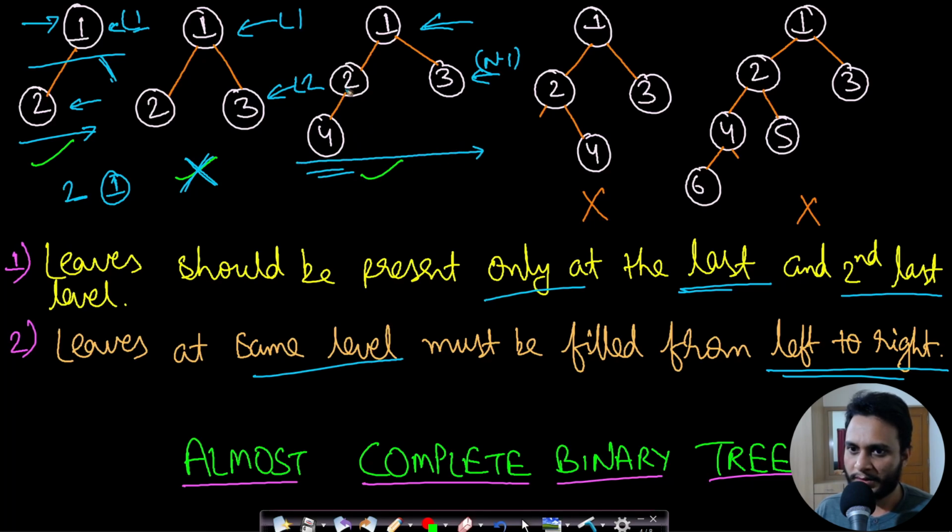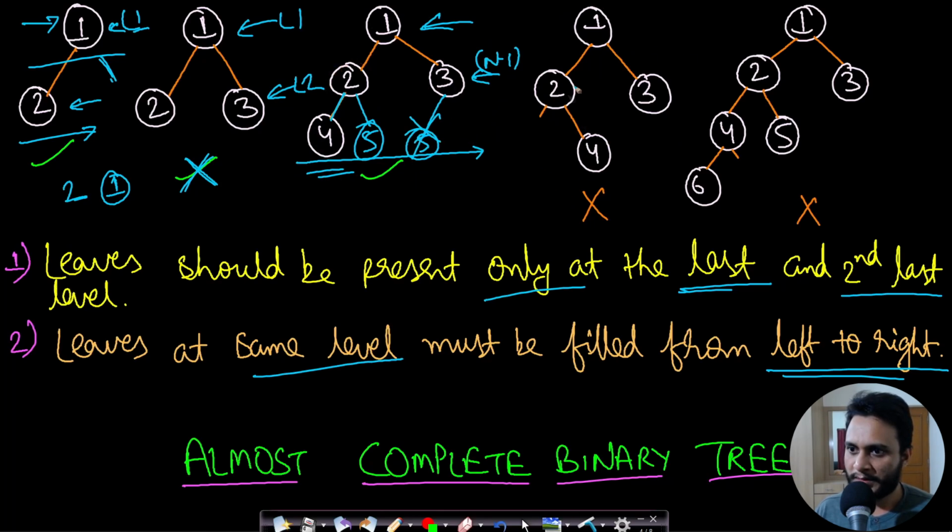So in this case, if 4 would have been present, if there is only one node, then that should have been present as a left child of 2. Let's say there was another node here, 5. Okay. So will this be an almost complete binary tree? No, because if 5 is present, then this should be present here, because we want to fill from left to right and this should be removed. Then this will become an almost complete binary tree. I hope you are understanding it.